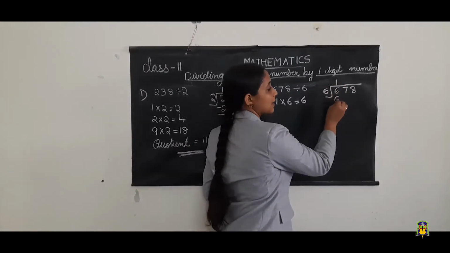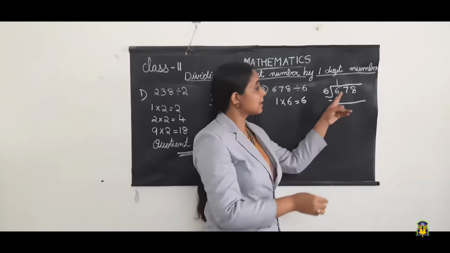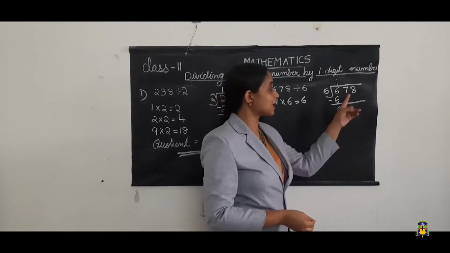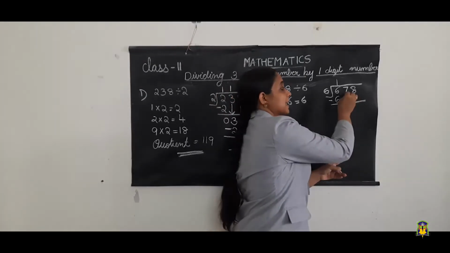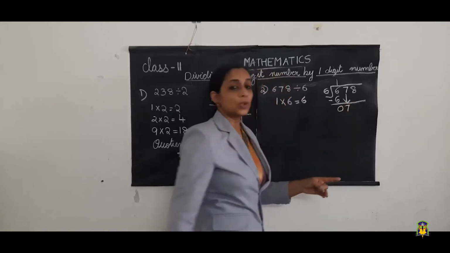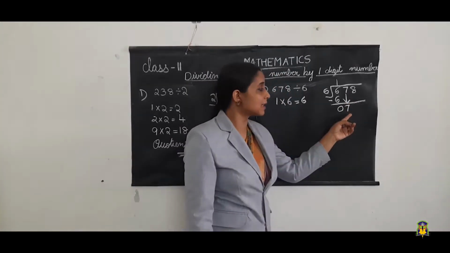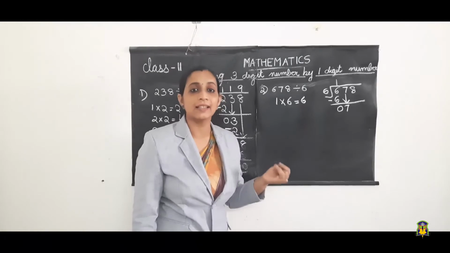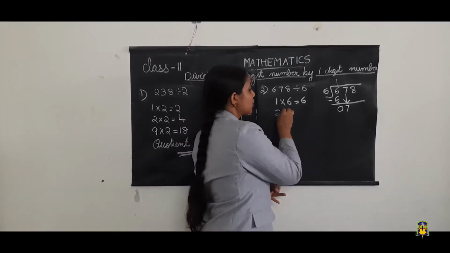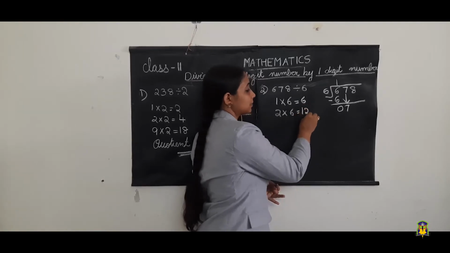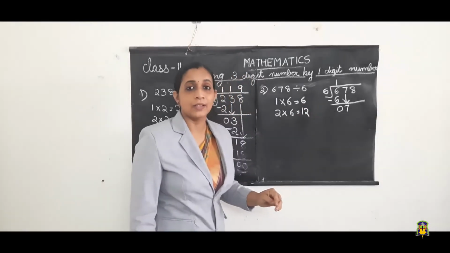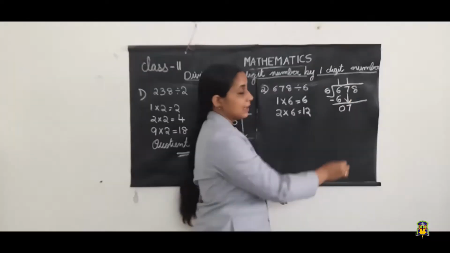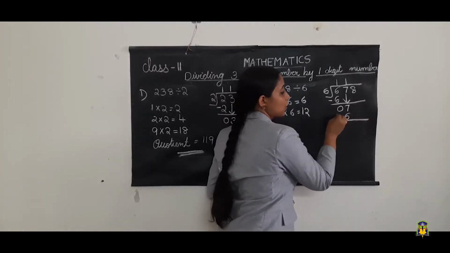1 into 6 is 6. What is the next step? Subtract. 6 minus 6 is 0. The next step is to bring down the next number, that is 7. Again we have to find out how many times 6 is in 7. So again recite the table of 6. 1 6 is 6. 2 times 6 is 12, which is greater than 7. So we have to take 1. 1 into 6 is 6, and we have to subtract.